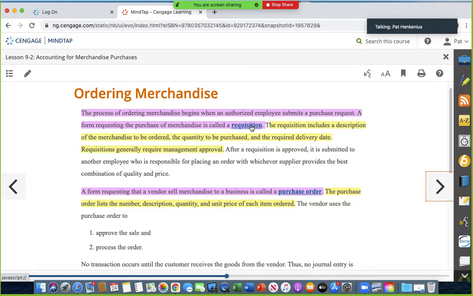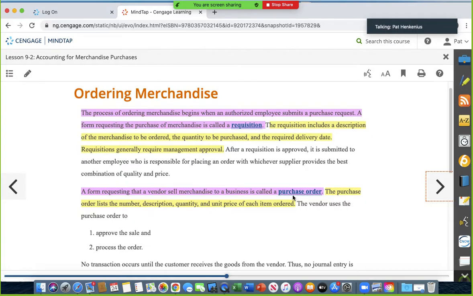You hear about it in sports. We acquired the rights to this right-handed pitcher. Right, it's a requisition. It's just like a purchase order. It has all the descriptions, blah blah blah. A form requesting the vendor to sell merchandise to a business is a purchase order. So requisition is us asking our bosses if we can do a purchase order.